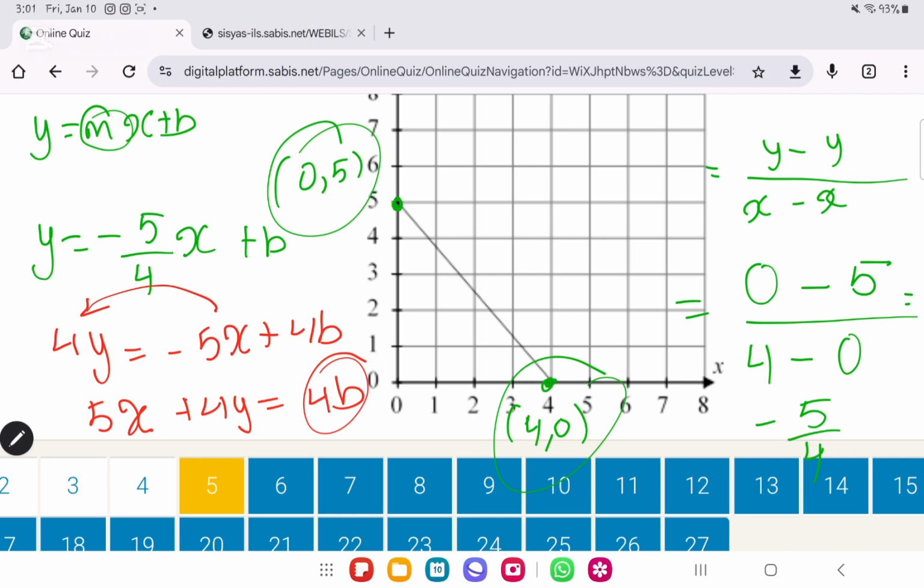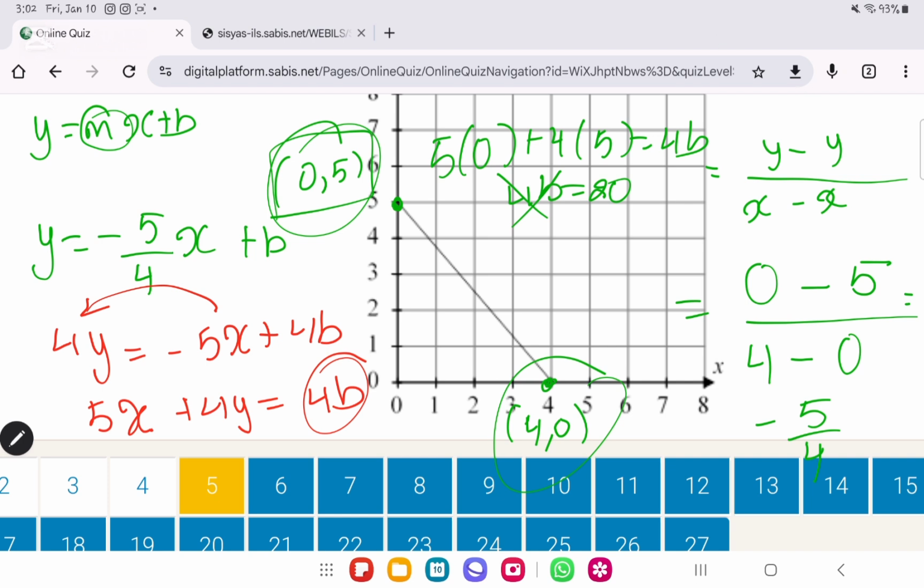Now 4b is going to be our y-intercept. That is when x is equal to 0. So to find the value of our y-intercept, you can choose any point. So if I chose 0, 5, I'm gonna get 5 times 0 plus 4 times 5 is equal to 4b. And that gives us that 4b is equal to 20. We do not divide it. I just put 4b for the sake of the equation.